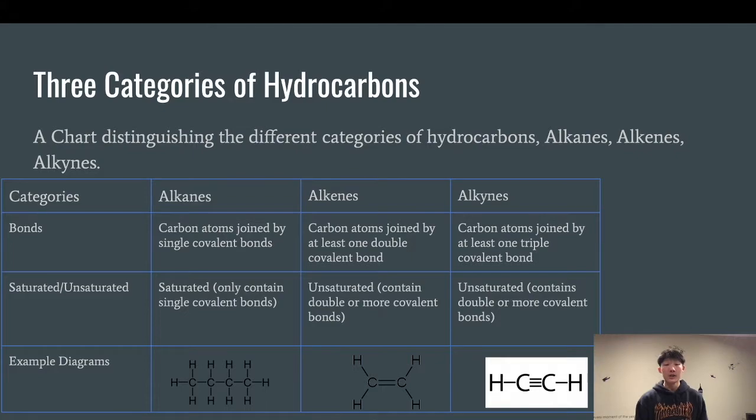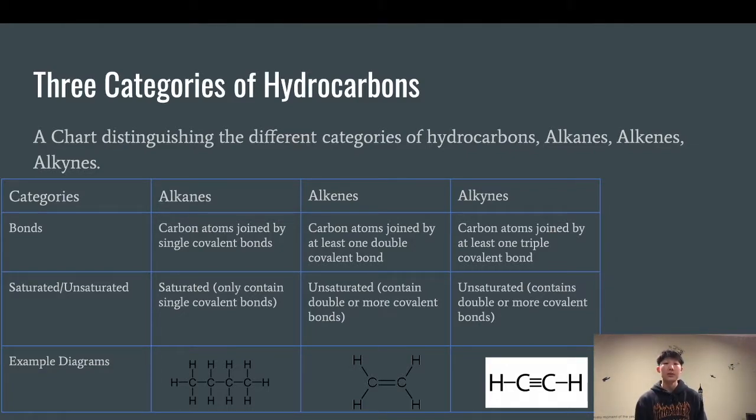So we know that they are hydrocarbons and they are joined by only single covalent bonds, like in this diagram right here. These sticks represent the single covalent bonds, and you can see that there are no double bonds or triple bonds. And alkenes are hydrocarbons that are joined by at least one double bond. So like this one right here, this double bond makes it an alkene. And alkynes are hydrocarbons that are joined by at least one triple bond. So if there was another stick right here, it'd make it an alkyne.